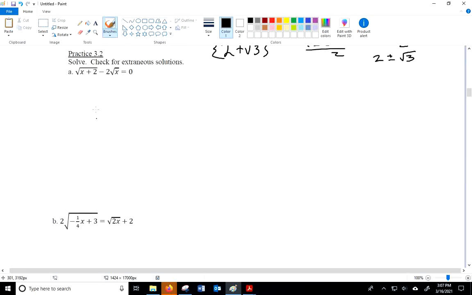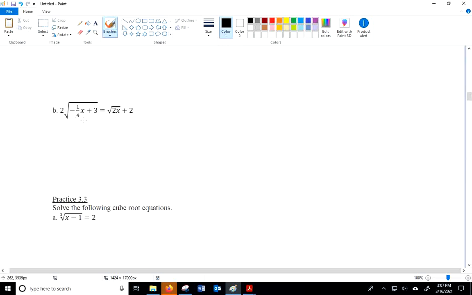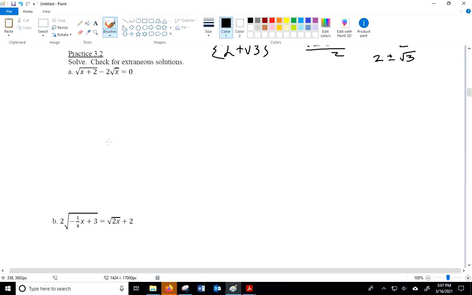All right, let's take a look at our practice problems. The first one's not too bad. The second one looks ugly, but I promise you it works out to be not too bad if you just square both sides right at the beginning. All right, give it a try.